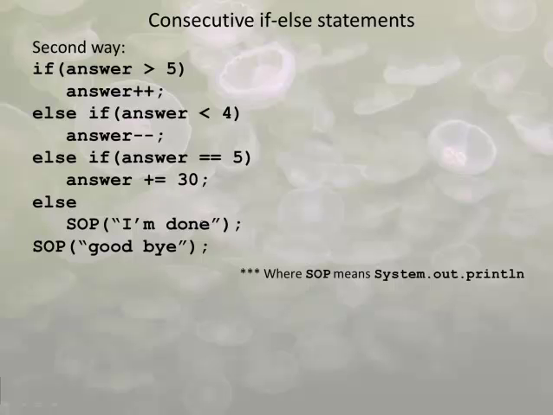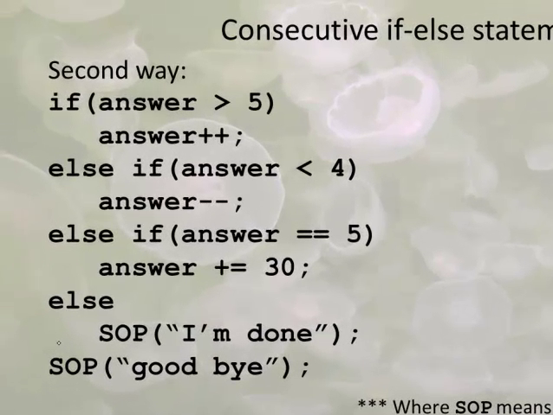Now something about else if statements. The first time that a statement evaluates to true, any of the Boolean questions, it kicks out and it goes to the bottom. It's done. So for instance, if this were true, it would be incremented, and then it would go all the way down here to the next line of code.